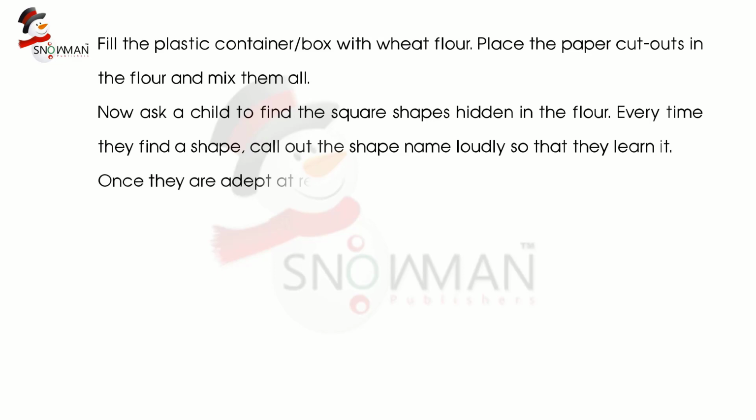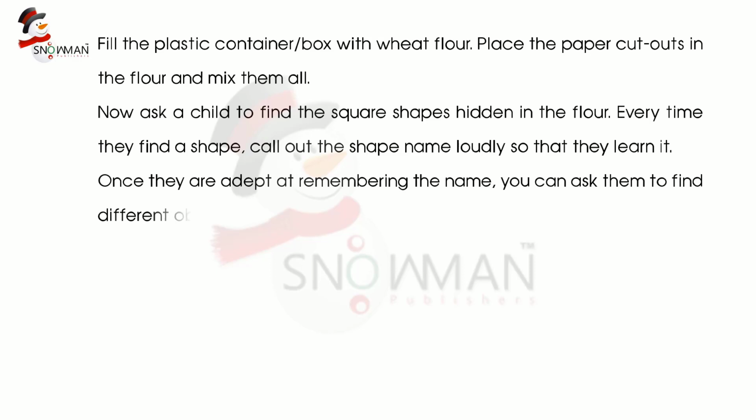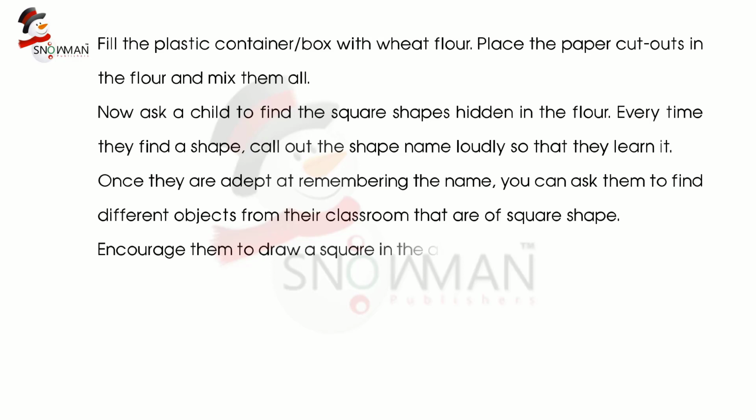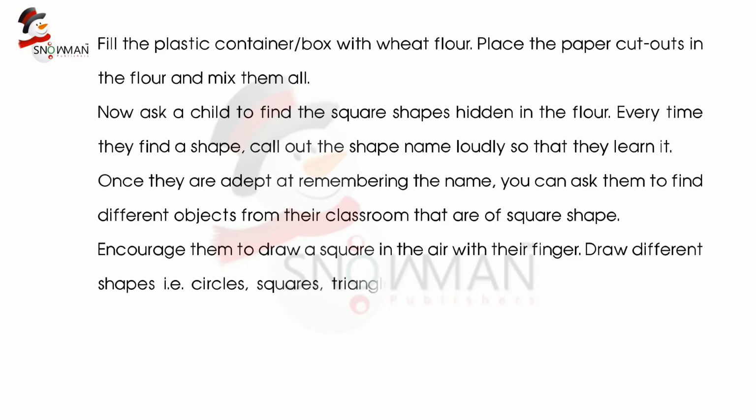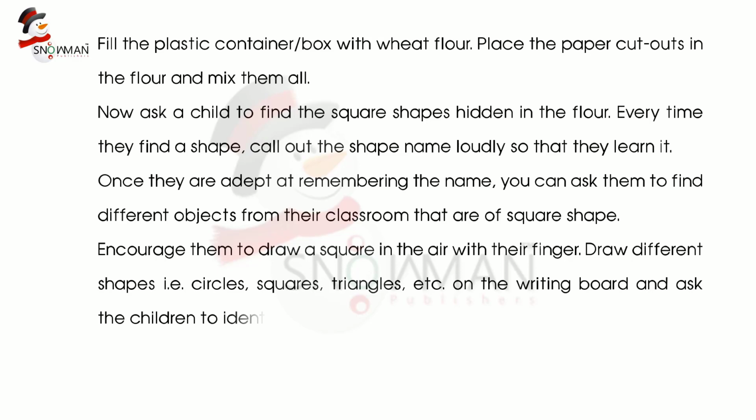Once they're adept at remembering the names, you can ask them to find different objects from their classroom that are of square shape. Encourage them to draw a square in the air with their finger. Draw different shapes, for example circles, squares, triangles, etc., on the writing board and ask children to identify the square shapes.